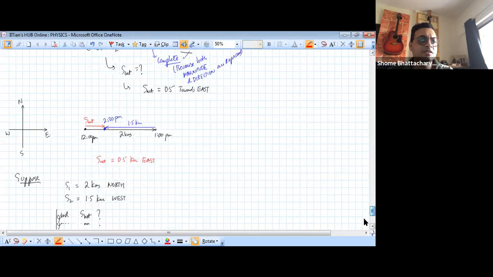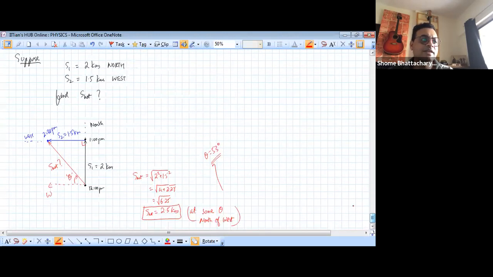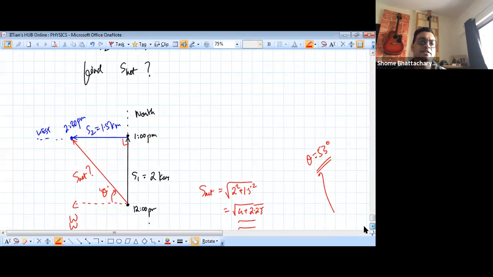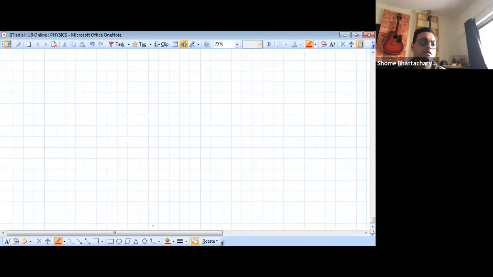And in another case, suppose the displacements were in perpendicular directions, like this one. One was towards north and one was towards west. Then the net displacement becomes like the hypotenuse of that right angle triangle. So it in fact becomes 2.5 kilometers by Pythagoras theorem. So anyhow, what this is showing us over here is that when I define displacement, I need to define its direction.